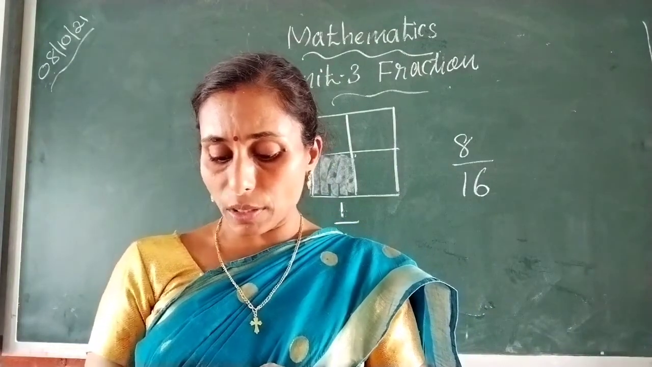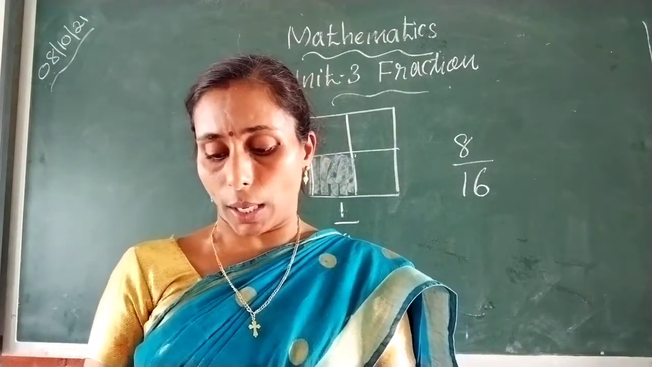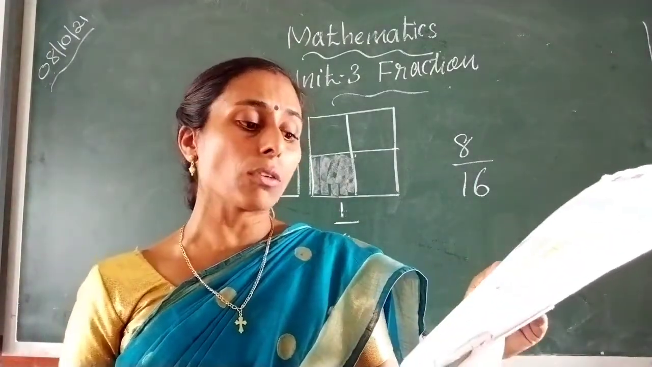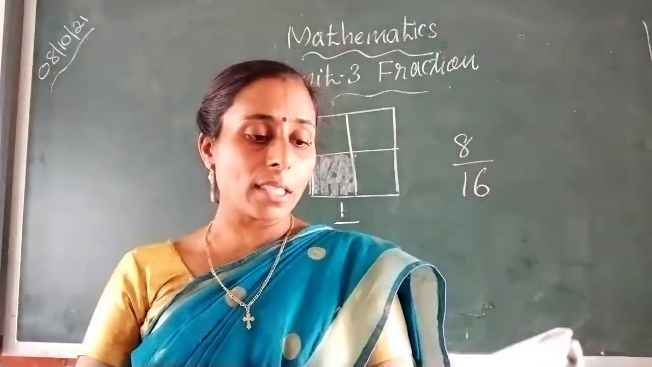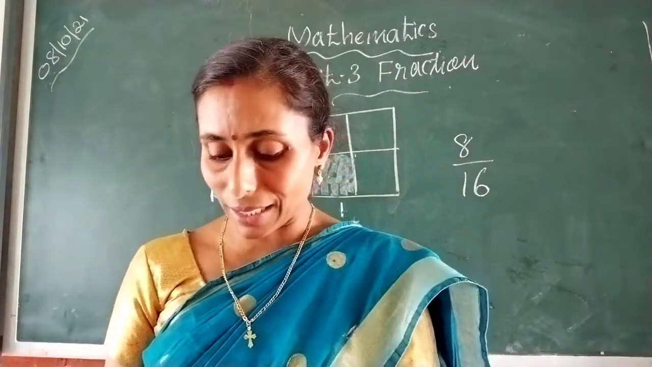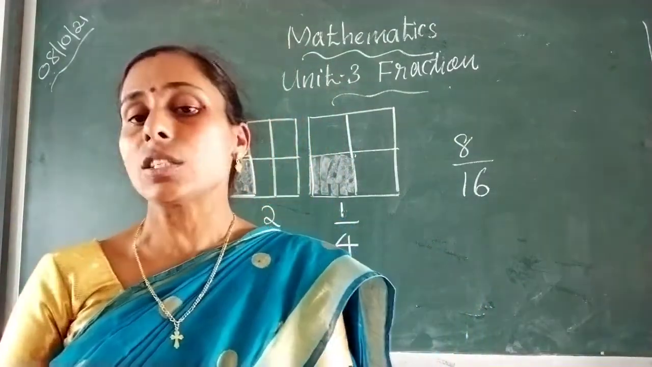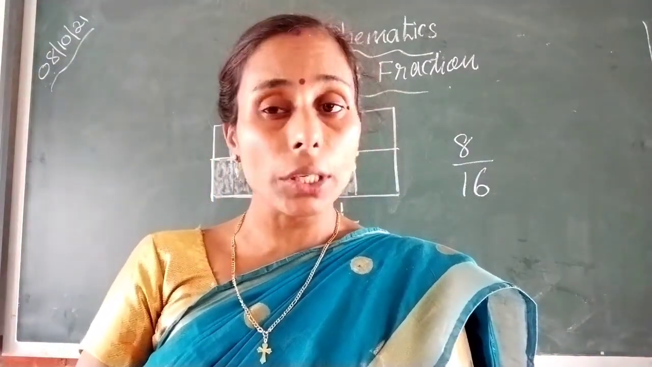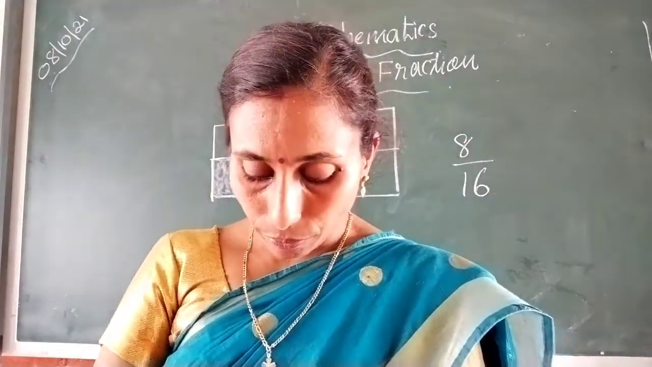Next one, 2 upon 6 is equal to 4 upon 12. Total, in the second one, 12 parts are there. Out of 12 parts, 4 parts are shaded. So that way we can do it this week. So question number 1 and 2, you can do it in your book itself.